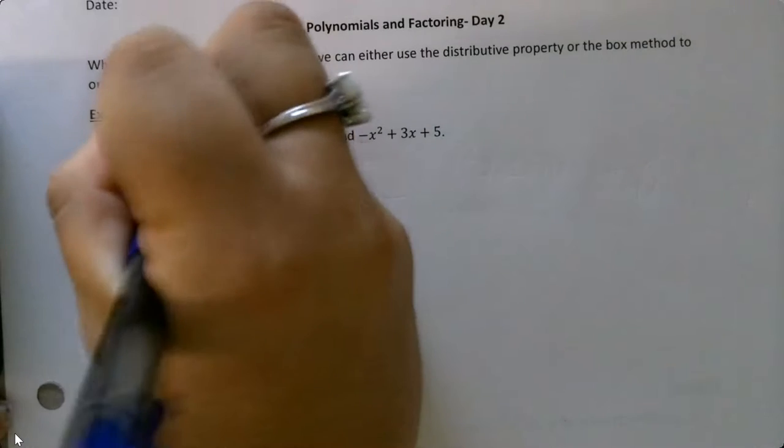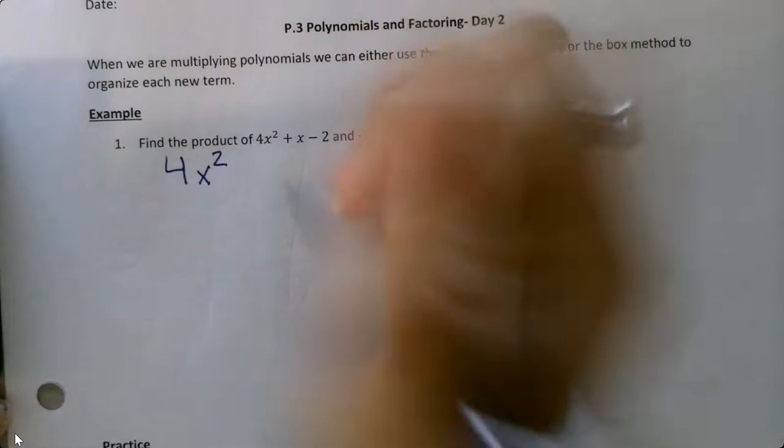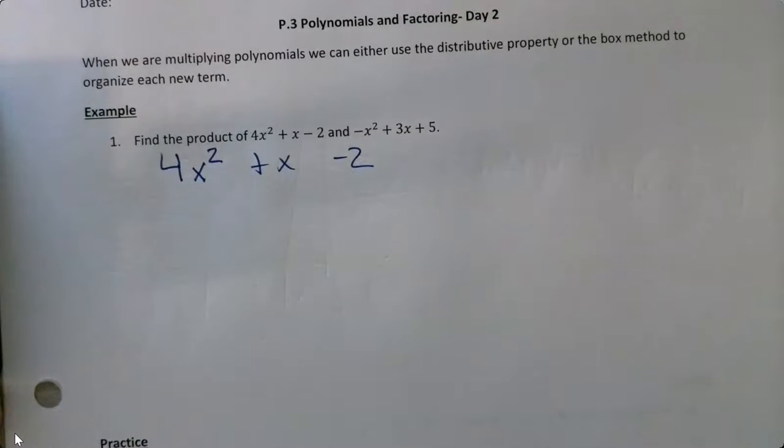To do the box method, I'm going to write one of my polynomials on the top, and I'm going to space my numbers apart because I'm going to break this up into boxes.